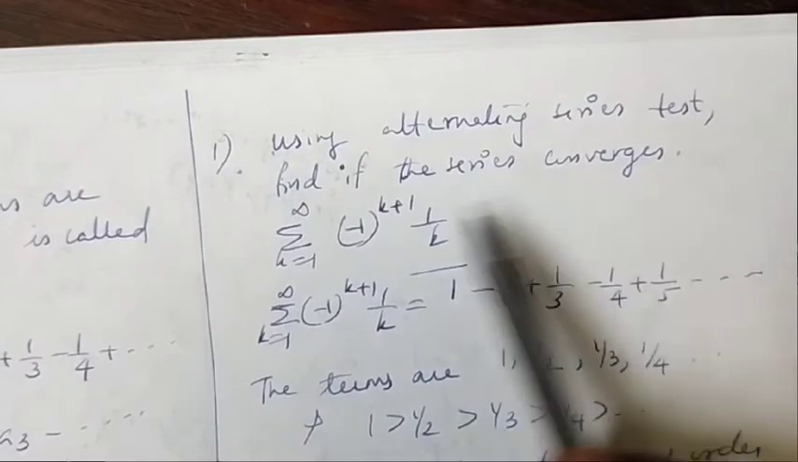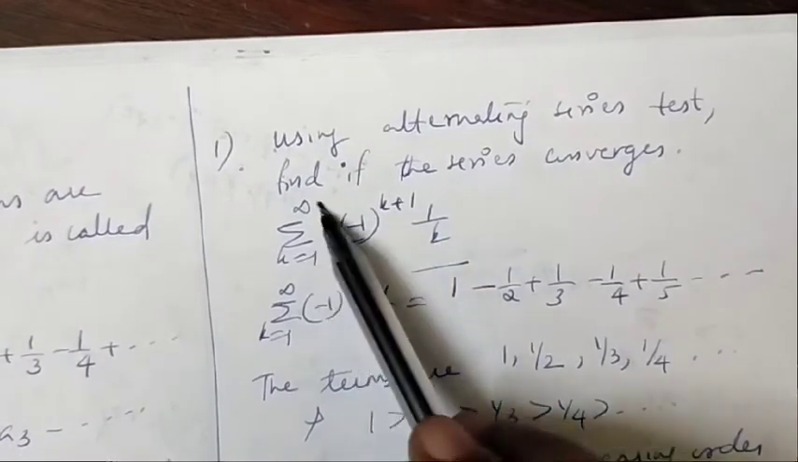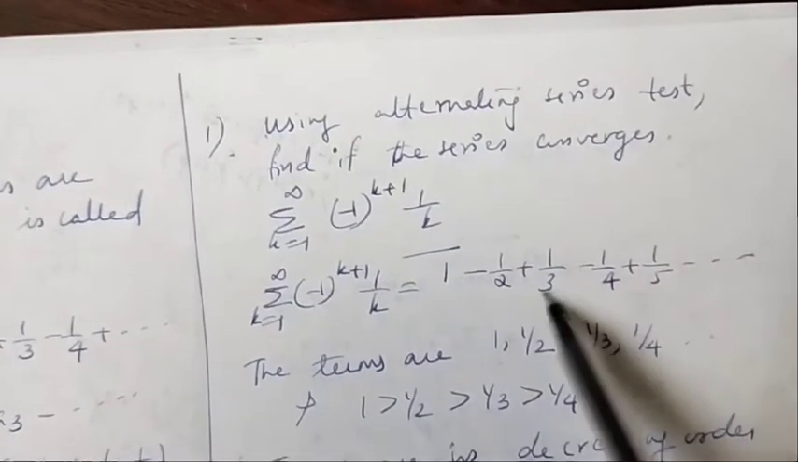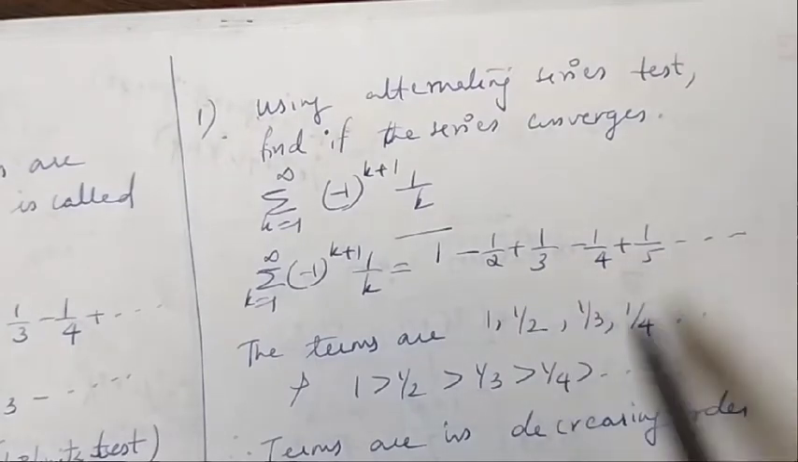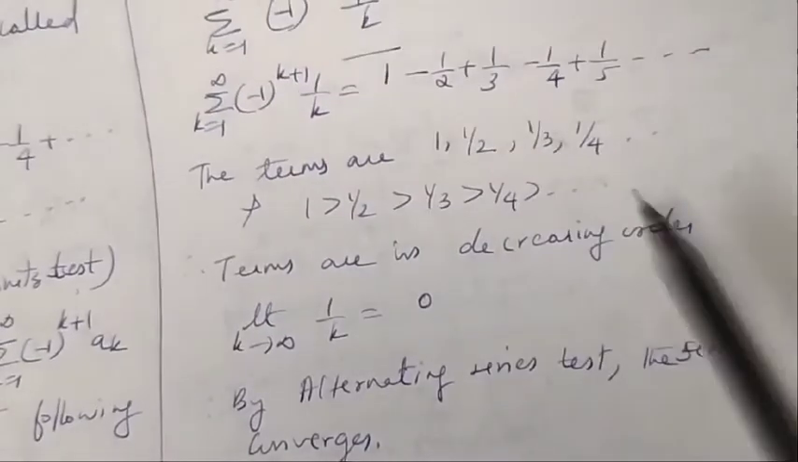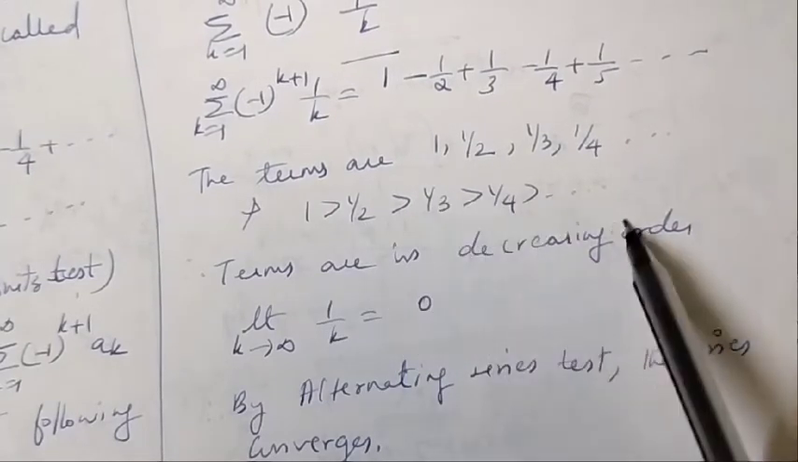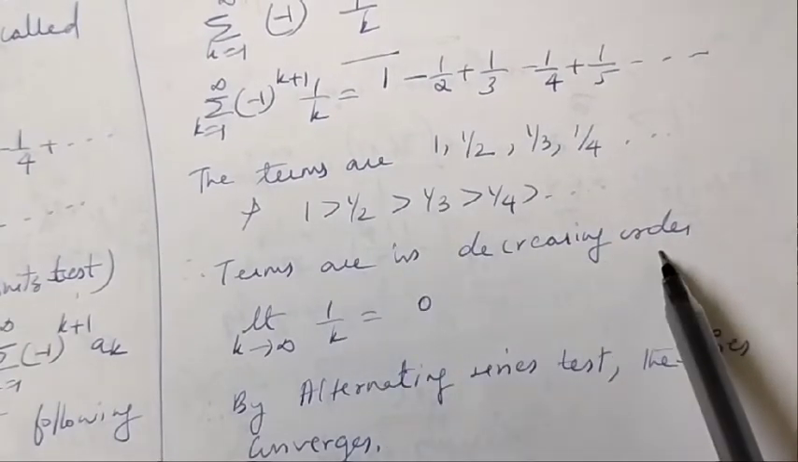So for example, using the alternating series test, find the convergence of sigma k from 1 to infinity, minus 1 raised to k plus 1, 1/k. So that is this series. The terms are 1 minus 1/2 plus 1/3, etc. Which are the terms without sign? It is 1, 1/2, 1/3, 1/4, etc. And this is in decreasing order. 1 is greater than 1/2, 1/2 is greater than 1/3, etc. So the terms are in decreasing order.